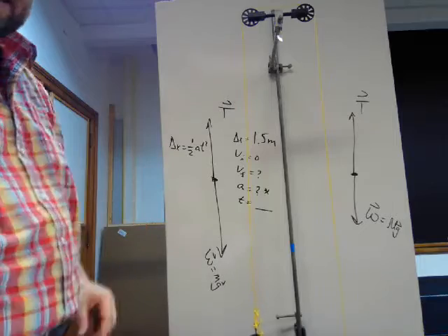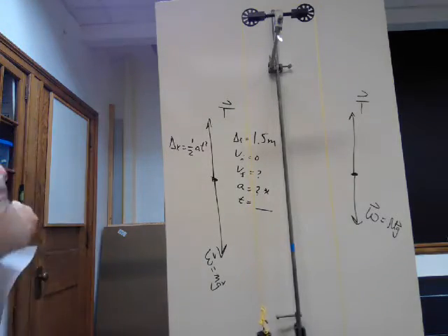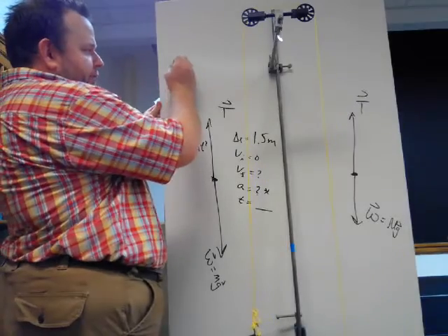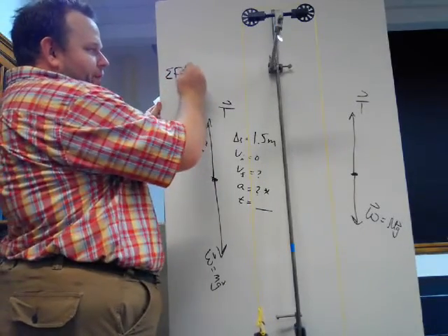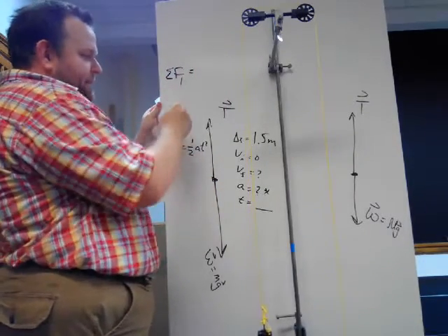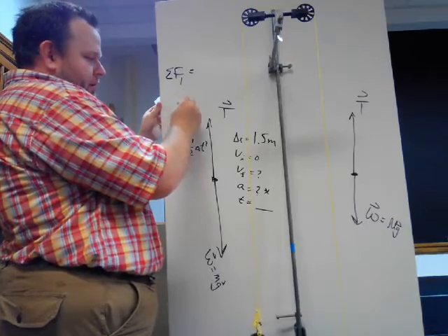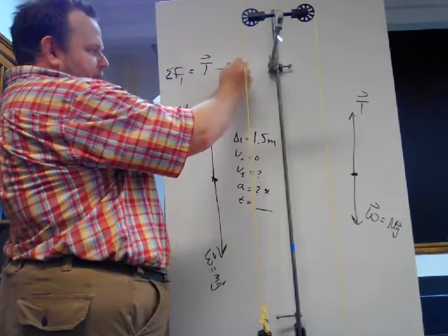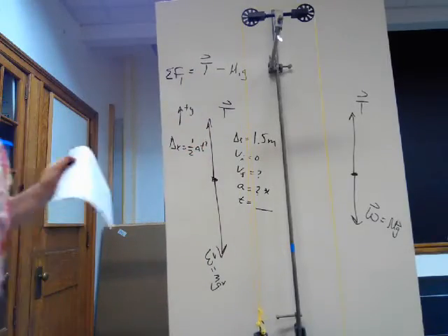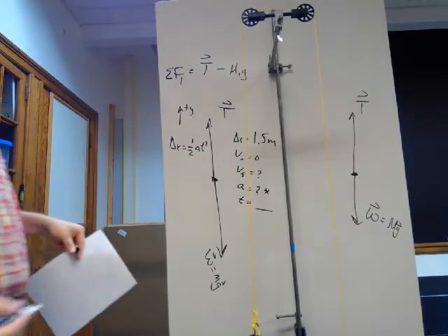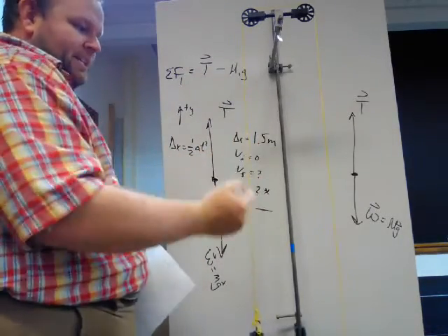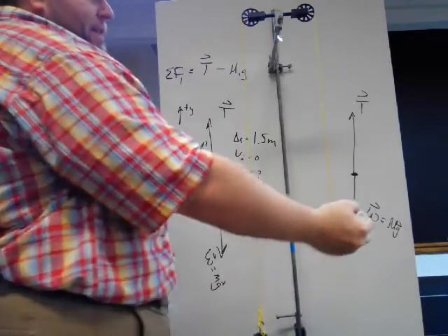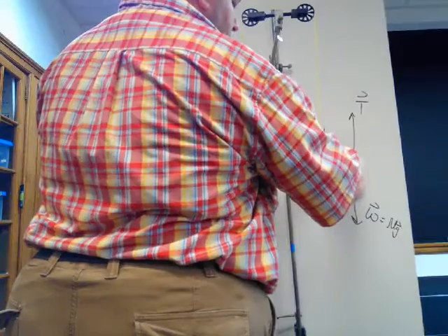And from these, you can write out your sum of the forces. On this side, the sum of the forces on mass 1 is going to be, well, we're going to take up as positive here. So we'll have tension minus mass 1 times g. But on the other side, basically what we're saying is up the rope on this side is positive, which means down the rope on the other side is positive. So we'll take plus y.